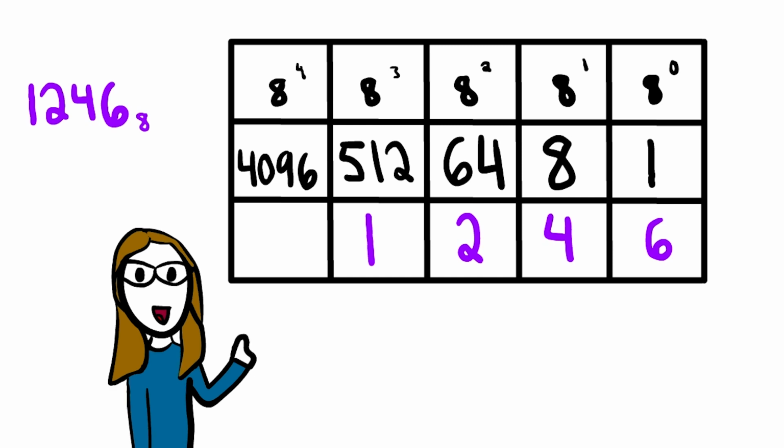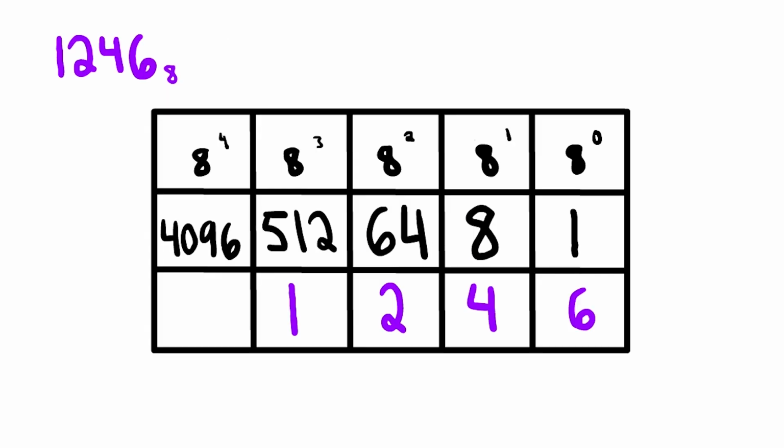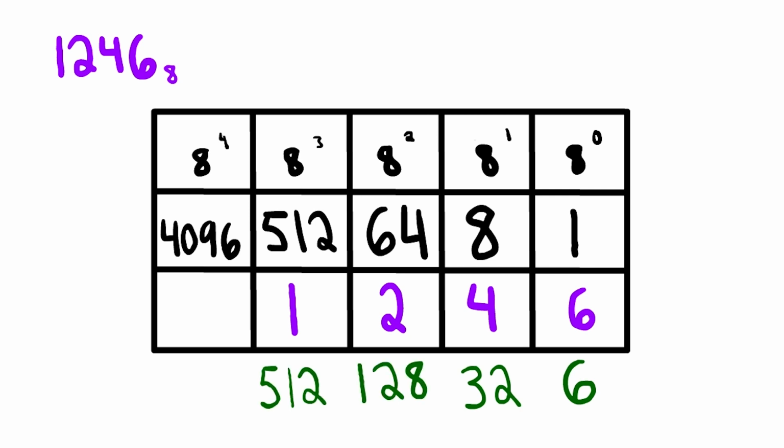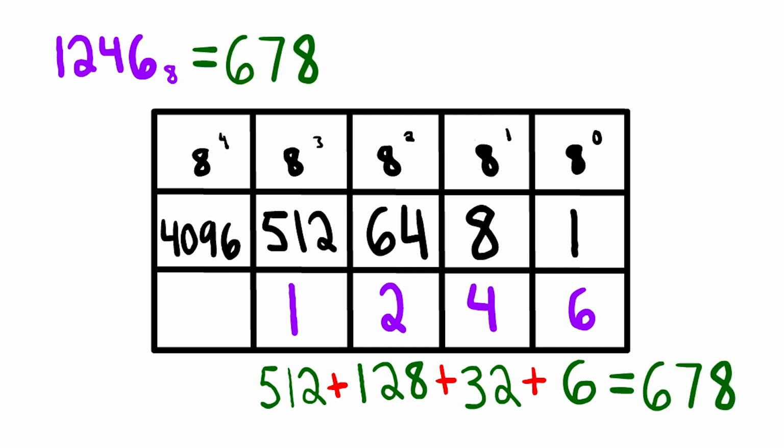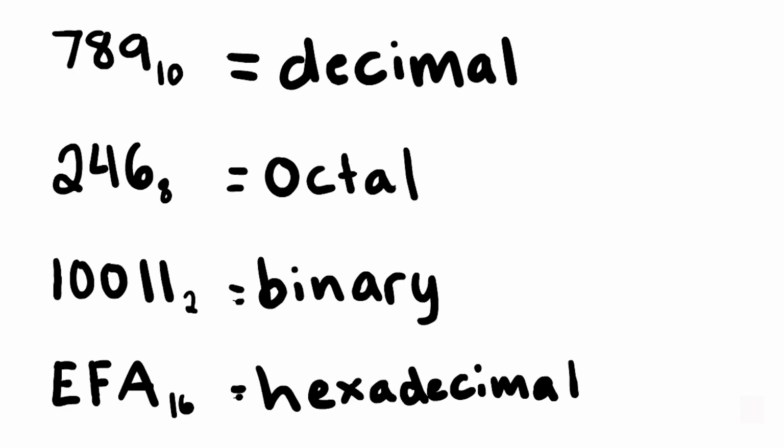Then, multiply the numbers in the bottom two rows, column by column. Like this. 6 times 1 is 6, 8 times 4 is 32, and so on and so forth. Then, add up the products of each column you multiplied. Our decimal number is 678. Remember to write the small 10 on the right. Each of these smaller numbers indicates which number system the number is in.